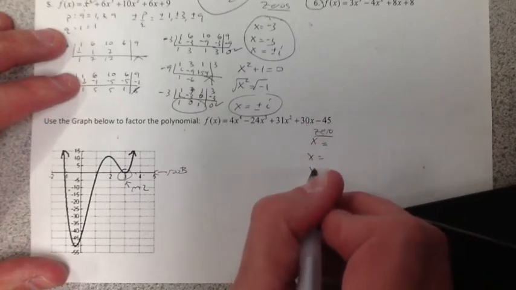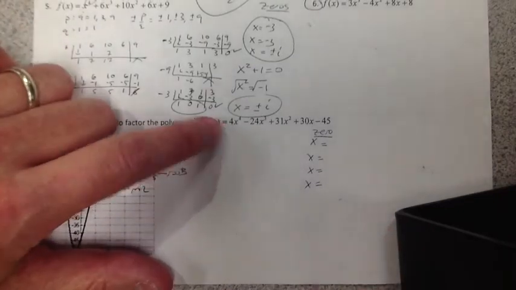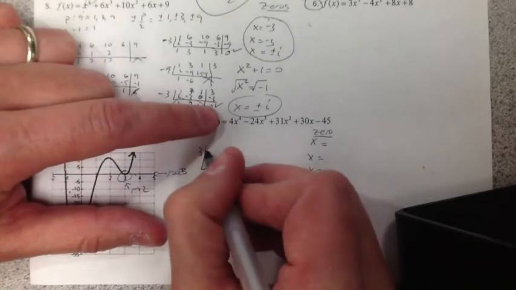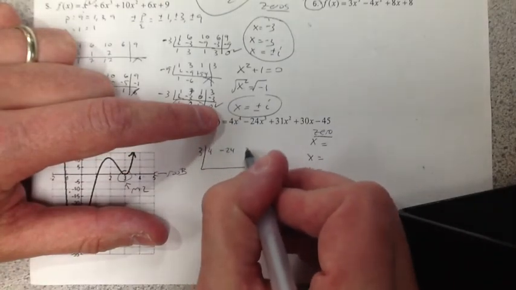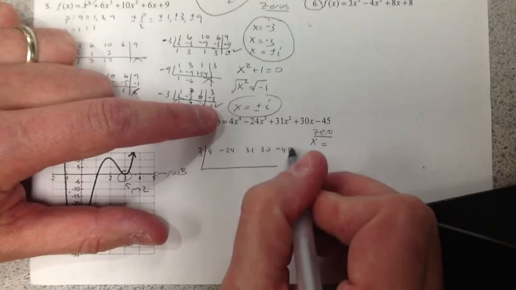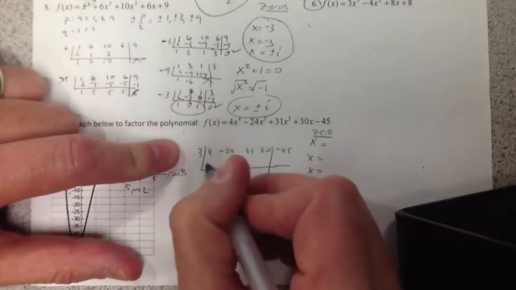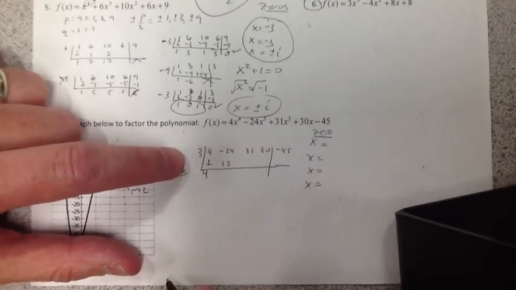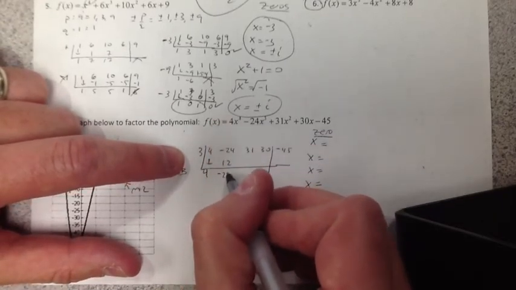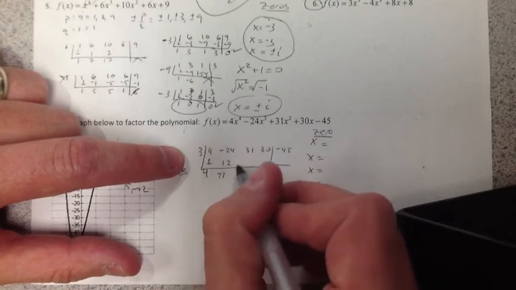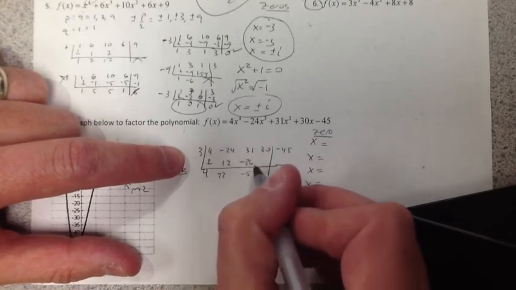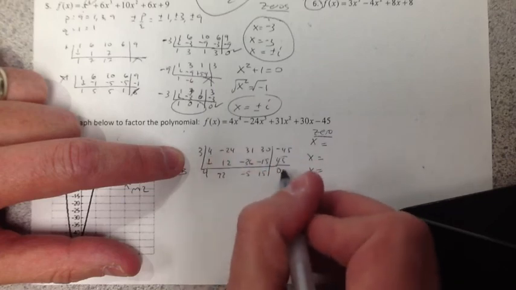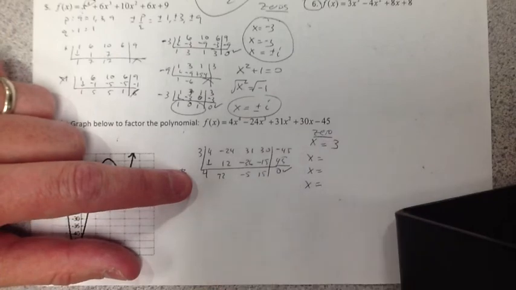Now I should have 4 roots. That's where these all come from. So the first one I'm going to check out is 3. Plug it in. 4, -24, 31, 30, -45. Bring down the 4, gives me 12, which gives me -12, -36, -5, -15, so 15, which gives me 45, which is 0, so it works. So 3 is one of my zeros.